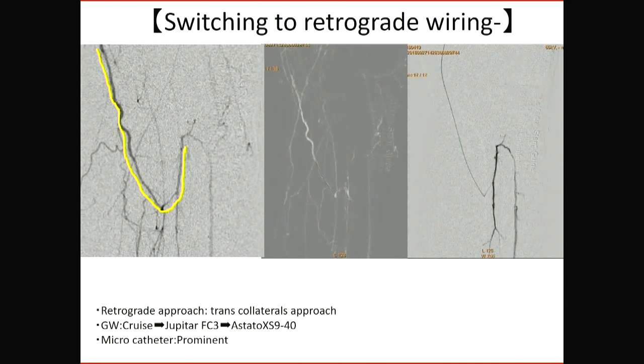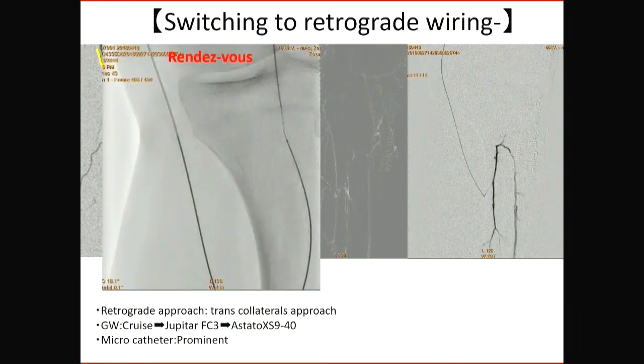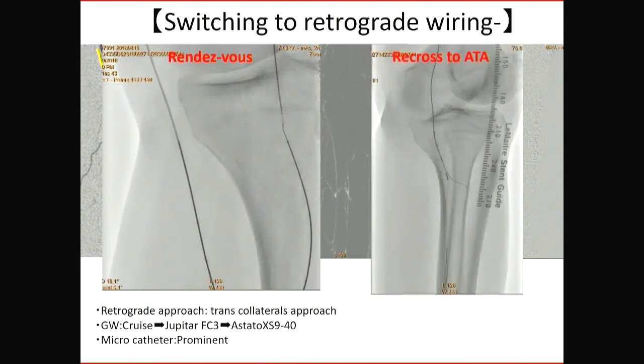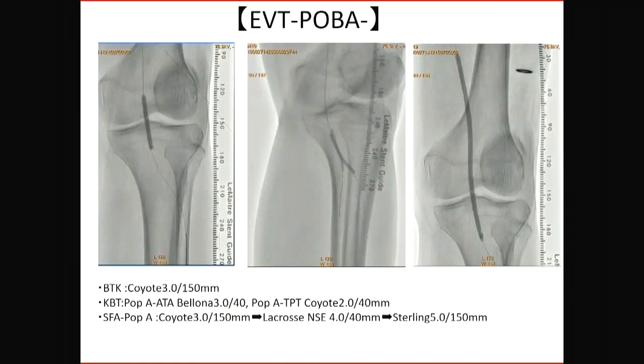The CTO site was blunt and seemed to be very hard. So I used an Astato 9-40 14 gram tapered stiff wire. And finally, we could achieve landing in the CTO site. So next, we recrossed to the ATA like this. And finally, we could get all intraluminal wiring.